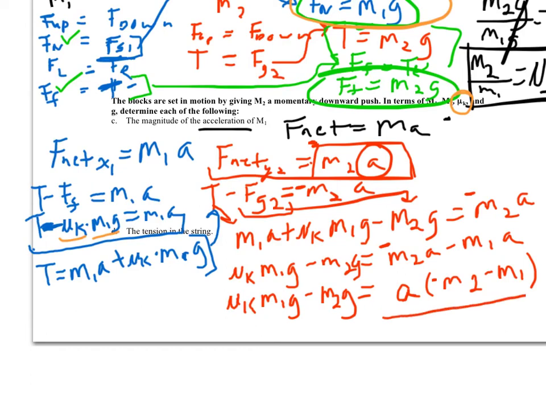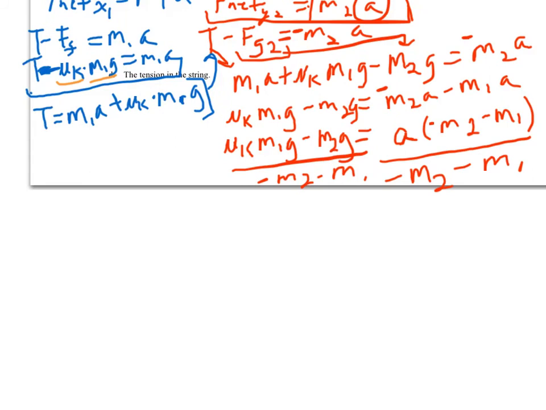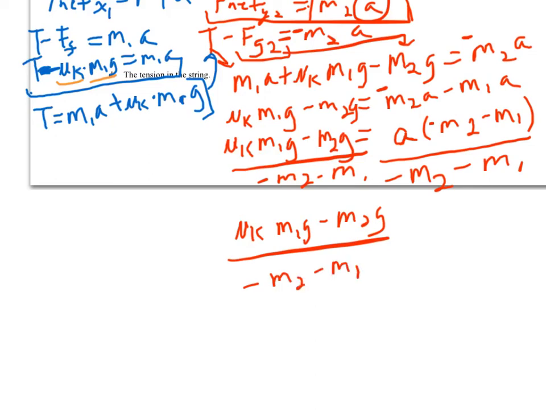All right, now we divide by the stuff that's not a, negative m2 minus m1. And mu k m1g minus m2g over negative m2 minus m1 equals a. Looks like we got it. That's our acceleration.